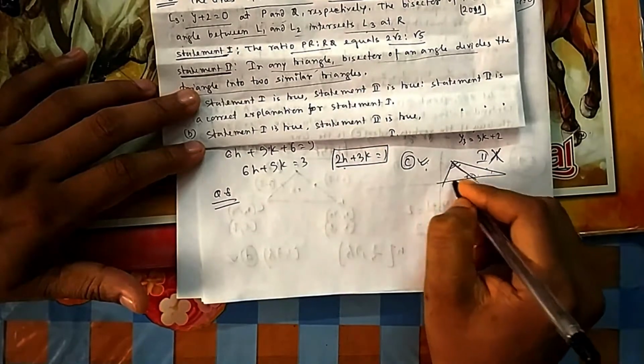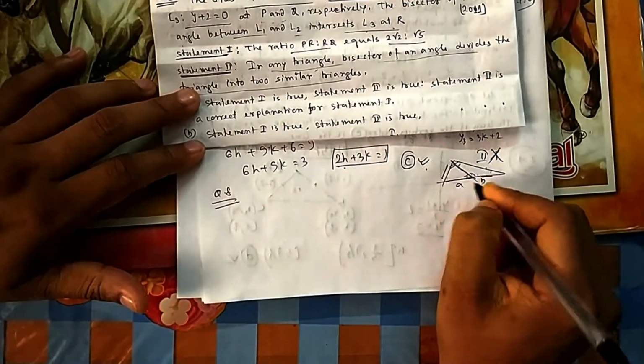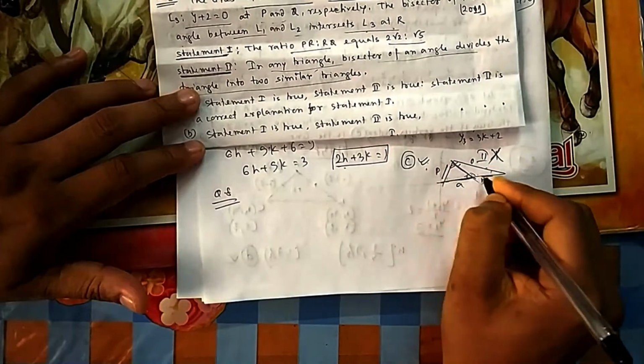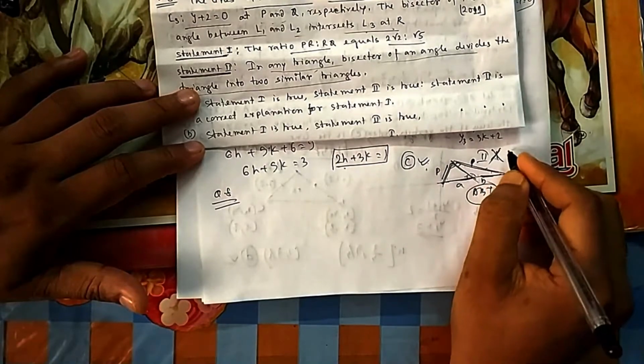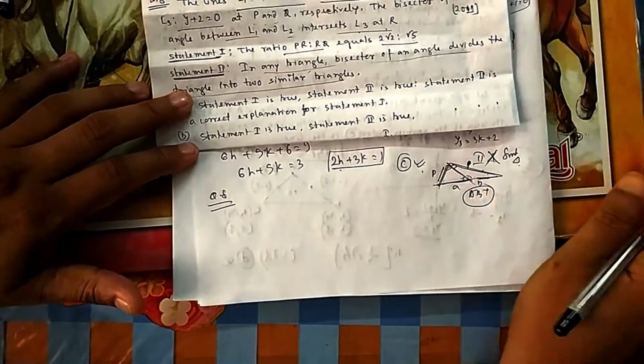The angle bisector divides the opposite side in the ratio A is to B equal to P is to Q, suppose. So this by this is equal to this by this. That is the theorem, the angle bisector theorem. But it doesn't divide into similar triangles. So statement 2 is false.